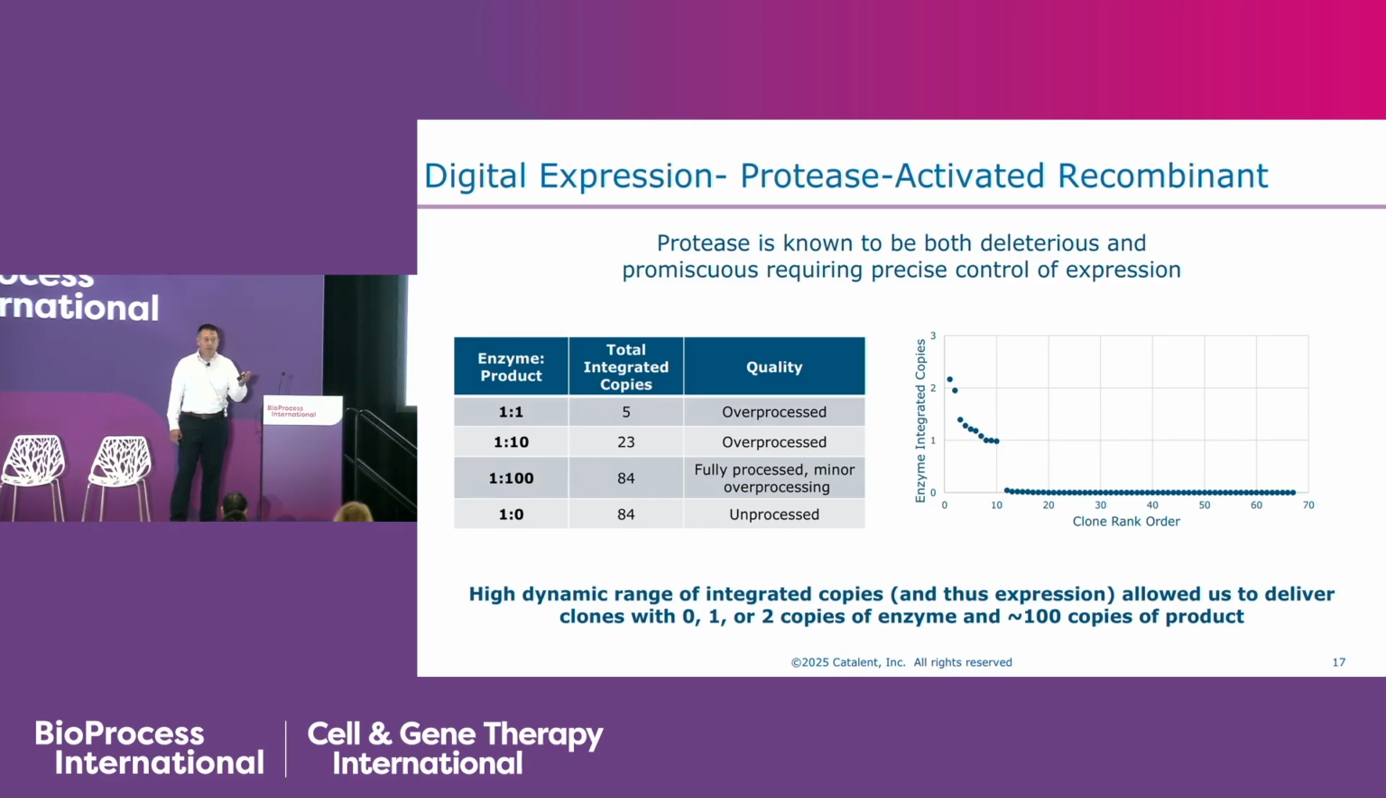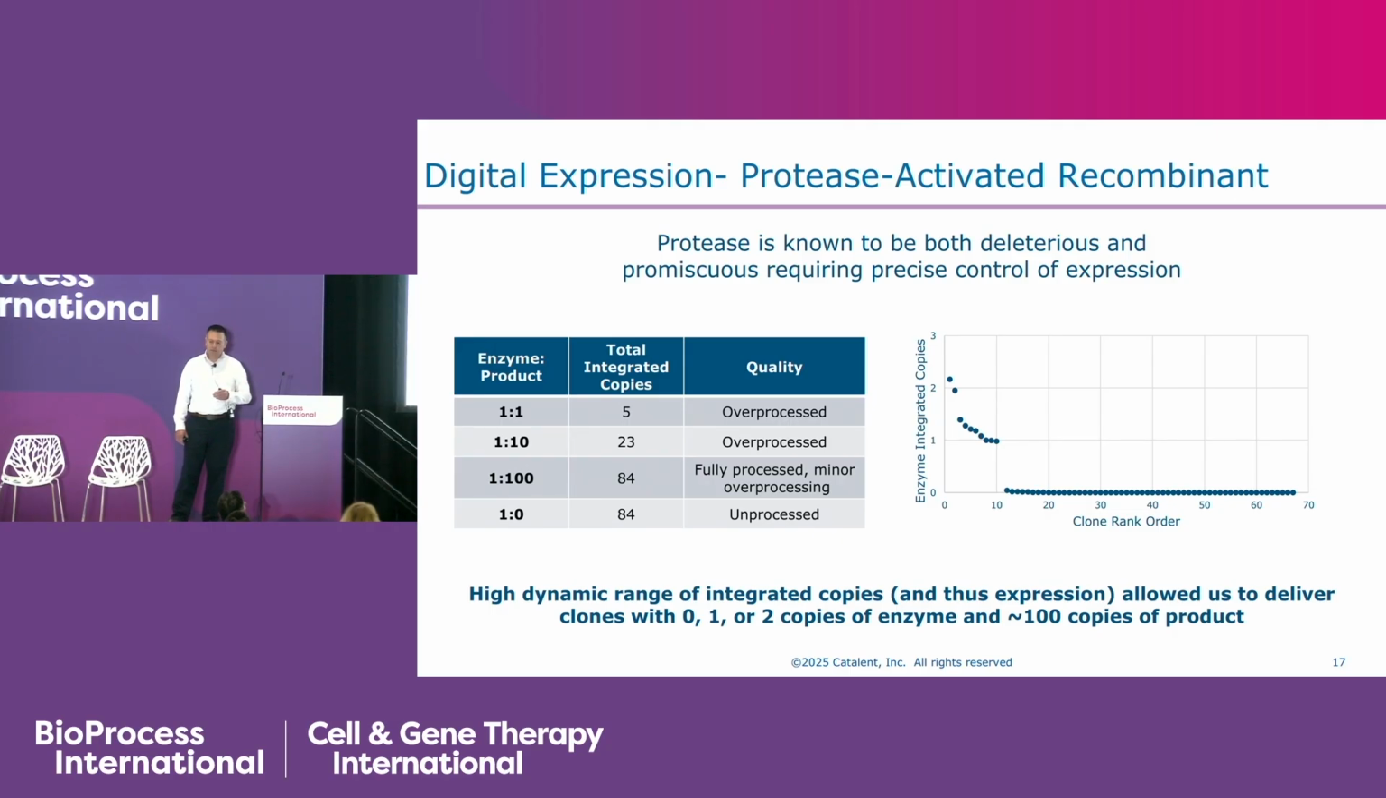So from this, we could see that the 1-to-100 pool was really where we wanted to be in terms of product quality and in terms of titer as well, which I'm not showing here. So we cloned this pool and analyzed it for the copy numbers of the product and enzyme. And you can see this pool had on average 0.3 copies per cell of the enzyme.